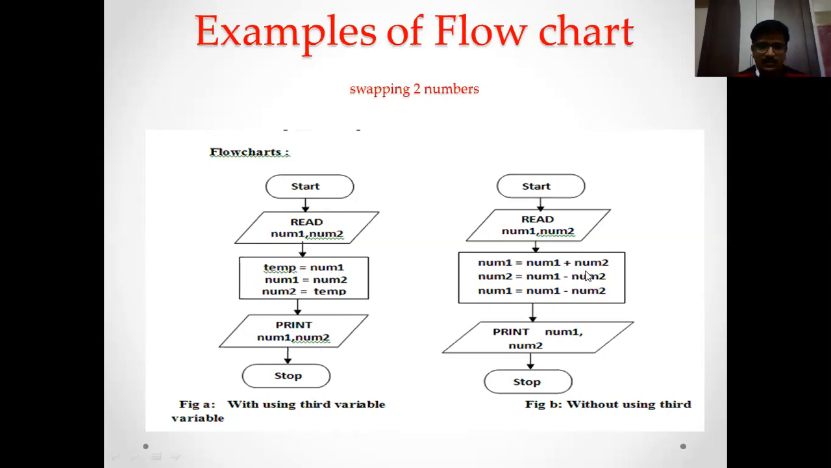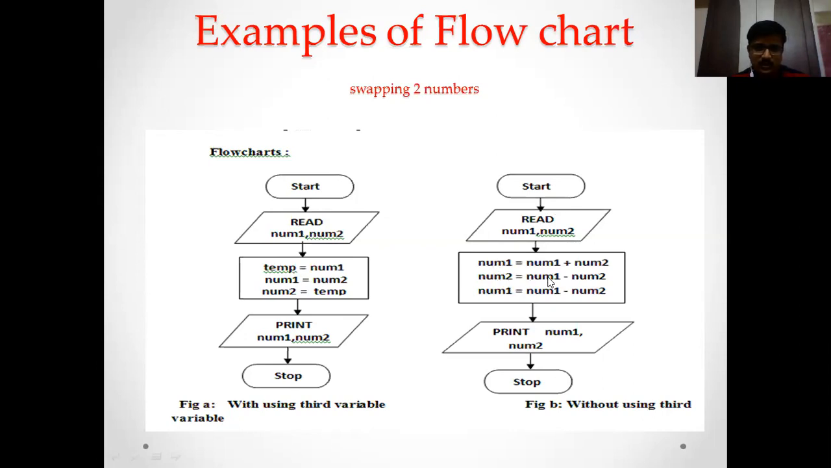Now let us see how to swap two numbers without using this temporary variable. Here also: start, read number one and number two. Let's assume once again this is 10 and this is 20. Then what we do is num1 equals num1 plus num2, that is 10 plus 20. 30 will be assigned to num1. So num1 is 30 now.